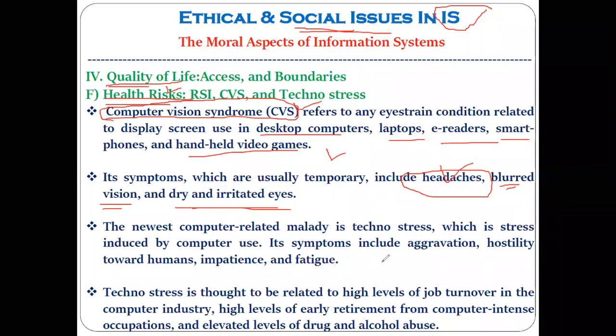Yes, understood. Also, I have written the symptoms related with continuously working on the laptop, computer, mobile. I have mentioned here aggravation, hostility towards humans, impatience, fatigue. Aggravation means what? Hostility towards humans.